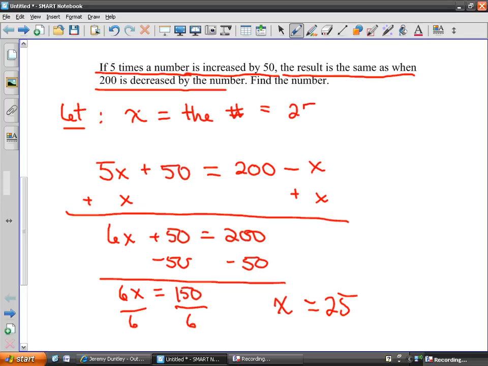I don't want to leave my answer just down there. I also want to bring it back up into the let statement and put a box around it. Okay, so this is the basic process in setting up a let statement, setting up an equation, and solving that equation.